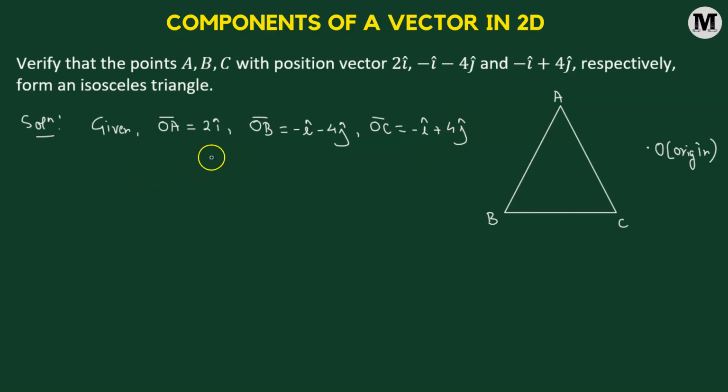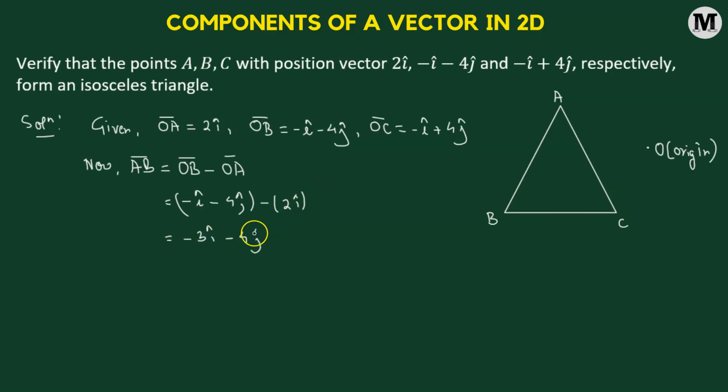Fine. Now, using these three position vectors, we will find out the vector AB. Vector AB can be easily obtained by using the position vectors. So we have OB, the position vector of the endpoint, minus the position vector of the initial point. So we have OB vector minus OA vector. Let's use this value. We have negative i cap minus 4j cap, and from here we are subtracting OA vector, that's 2i cap. And this is going to give us negative 3i cap minus 4j cap.